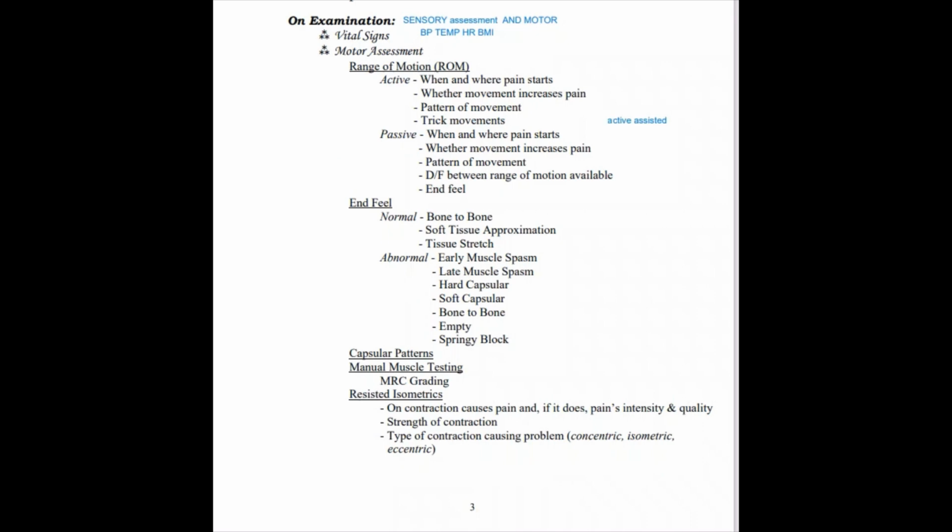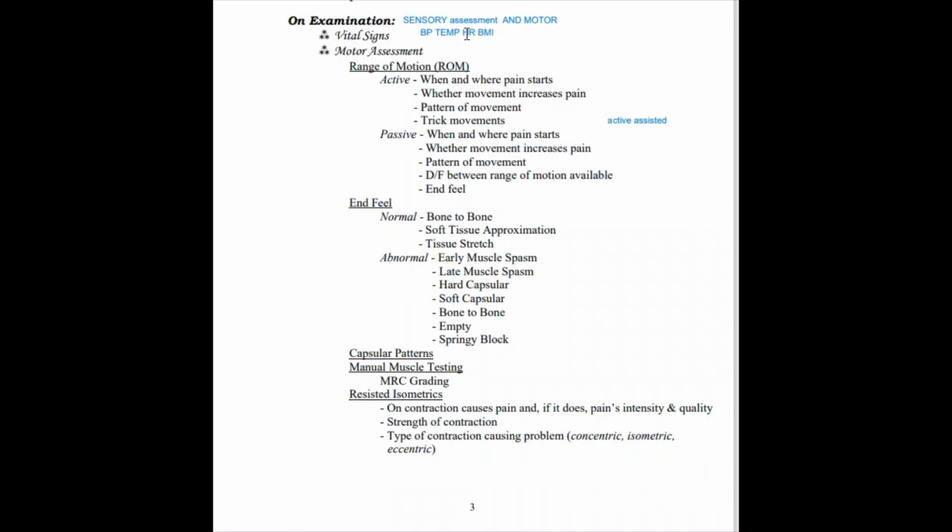Now coming to the examination part. In examination there are two classifications, that is sensory assessment and motor assessment. Before that, what you need to mention in examination is the vital signs, because vital signs are very important. If these are stable, only then will you be able to do the examination part. Vital signs include BP, temperature, heart rate, BMI. These need to be recorded first.